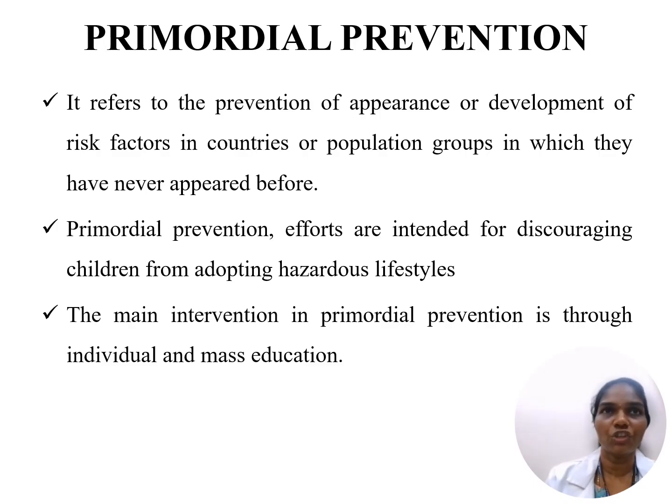So when the child is practicing this poor lifestyle, when they grow to adult or old age group, they develop all the non-communicable diseases like diabetes, cancer, hypertension, and so on. So what we have to do is make the children adopt healthier lifestyles. How can we make them adopt a better lifestyle? Only by individual and mass education.